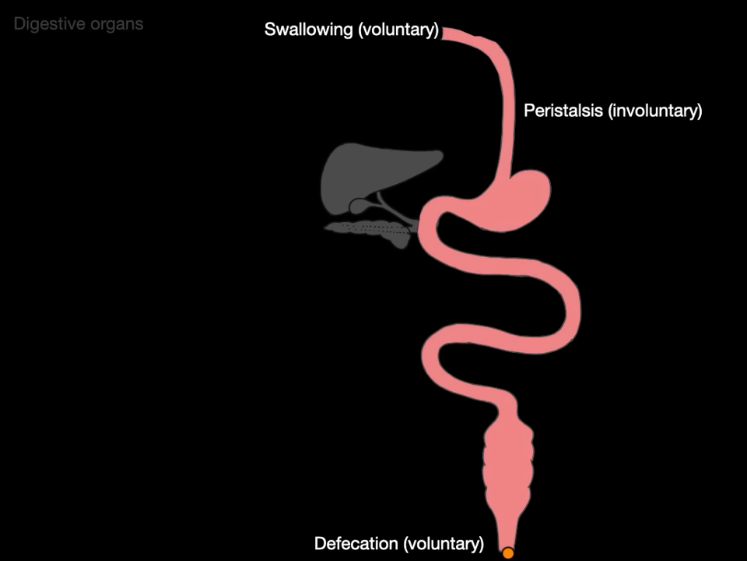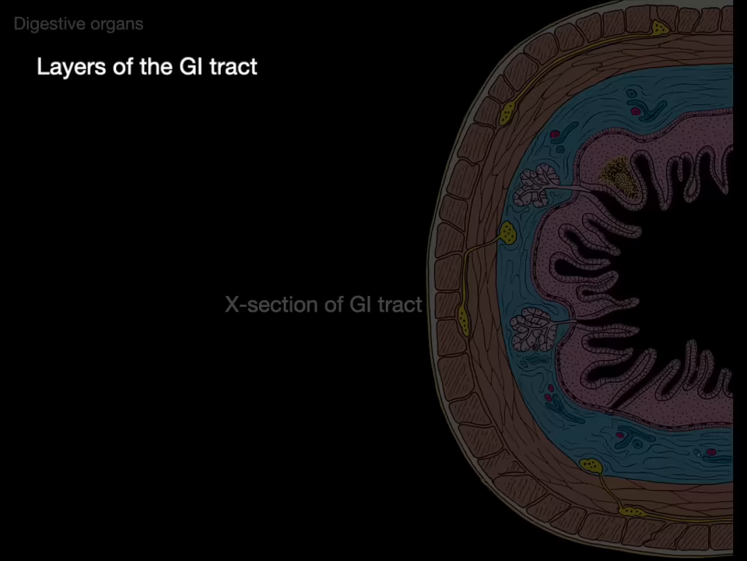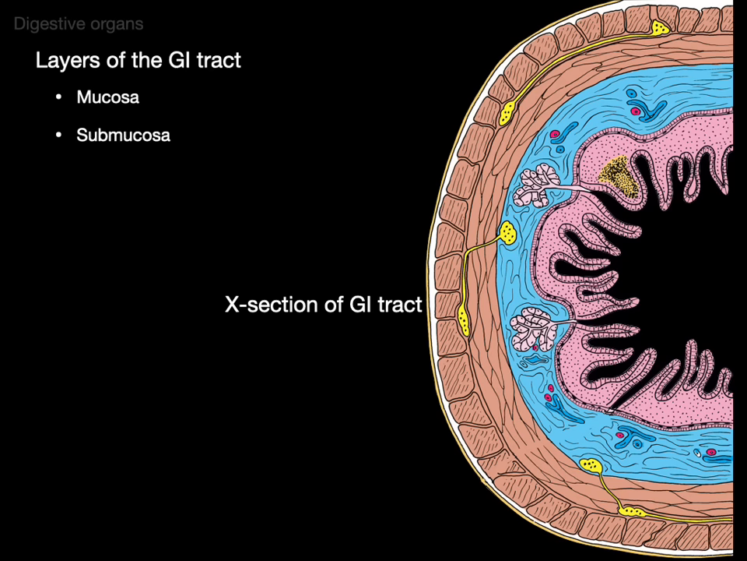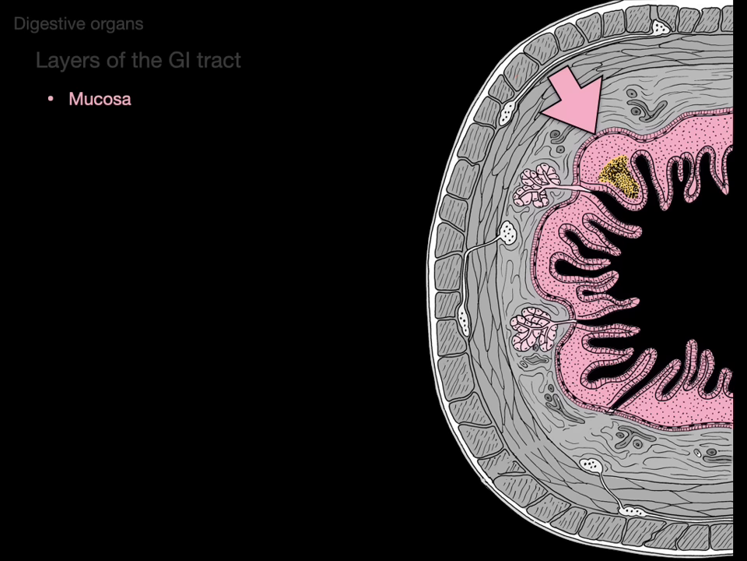And so that's a nice transition to a little tangent where we're going to talk about the layers of the GI tract. Here's a cross-section of the GI tract, and there's four layers that we're going to go over. The first, mucosa; second, submucosa; third, muscularis externa; and finally, the serosa. Let's start with the mucosa there in pink. The mucosa is lined with epithelium, that's the part lining the lumen, and deep to the basement membrane of epithelium is loose connective tissue. We call that the lamina propria.